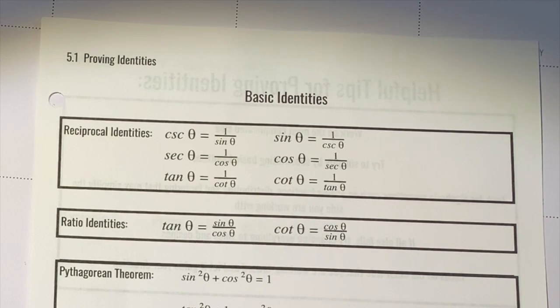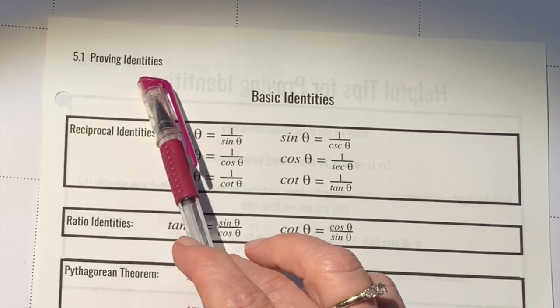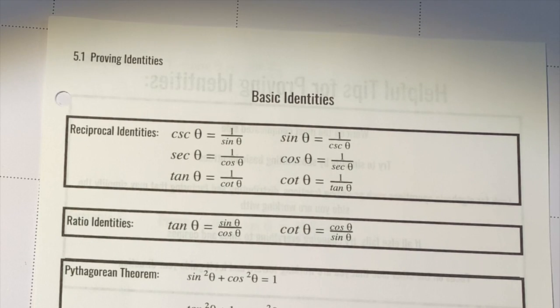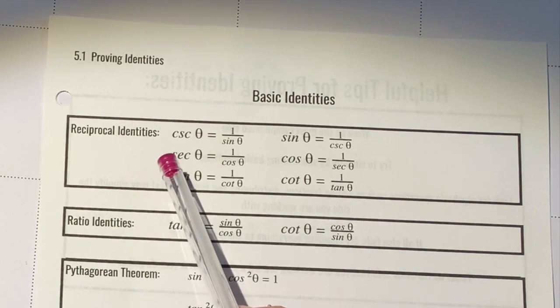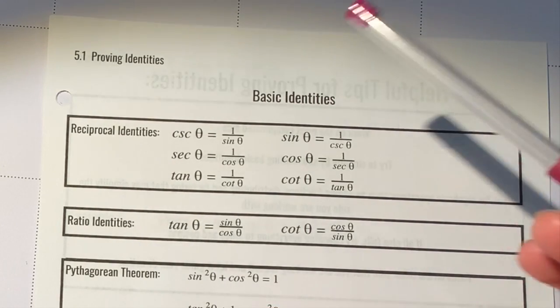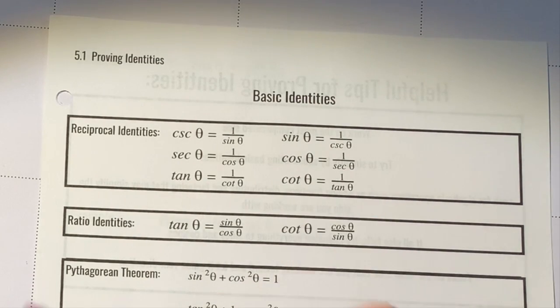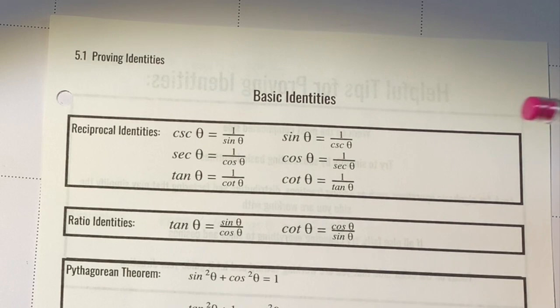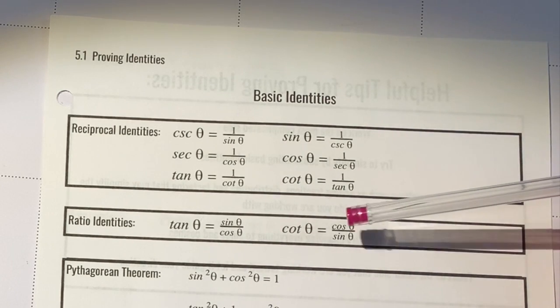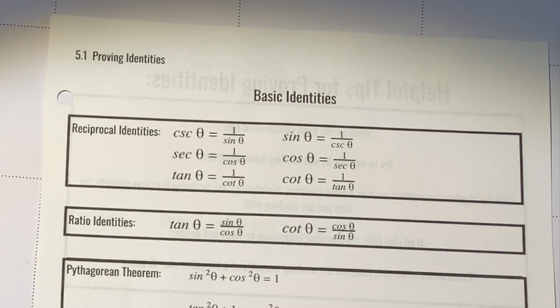So this section 5.1, proving identities, kind of goes back to one of our earlier sections when we started establishing the identities. So the first thing I did in these notes is to have all the identities that we're going to use in this section in one place, and to review them and refresh them a little bit before we start to apply them in some of the examples.